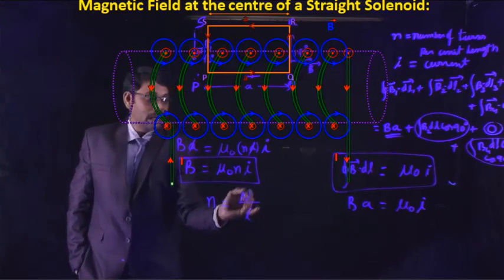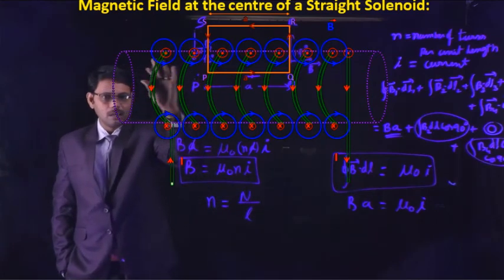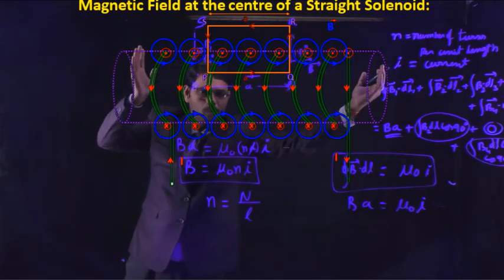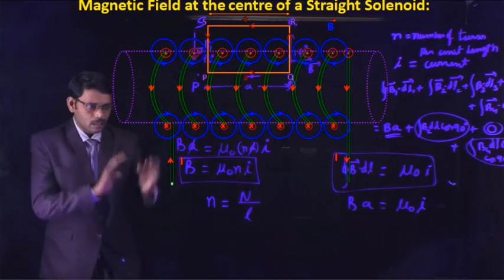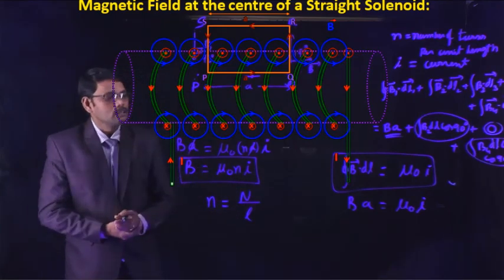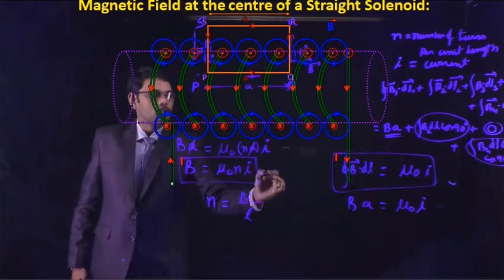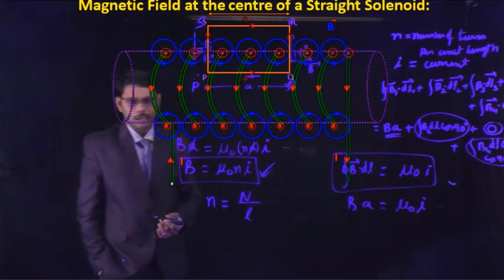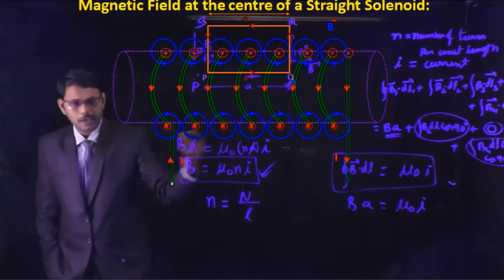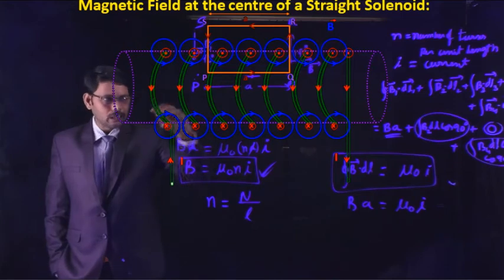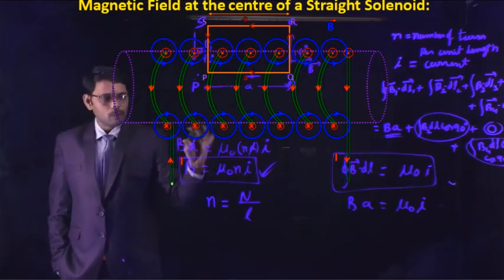If there are N turns present in the given solenoid and L is the length from one end to the other, the total length of the solenoid, then the number of turns per unit length is equal to N by L, and we get B is equal to mu naught nI. The magnetic field along the axis of the solenoid is mu naught nI, and it has very good applications. To have a finite magnetic field along the axis, we use the solenoid.